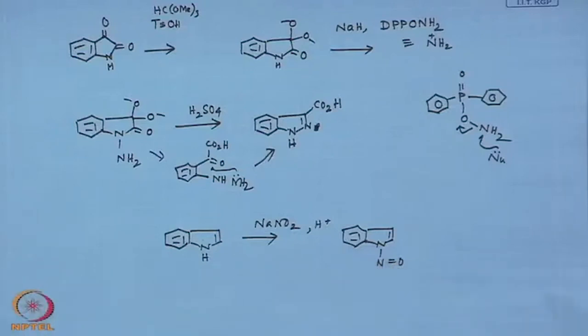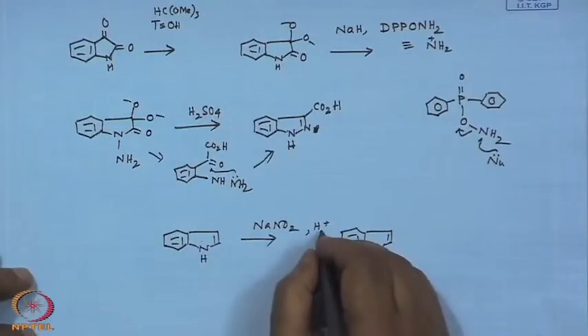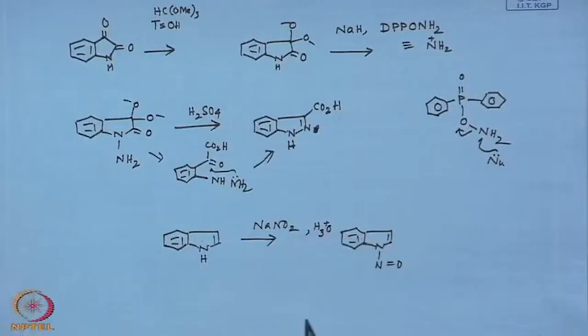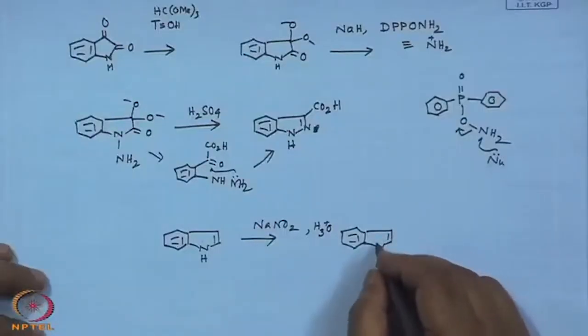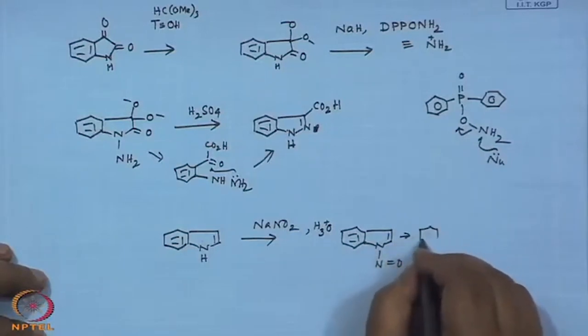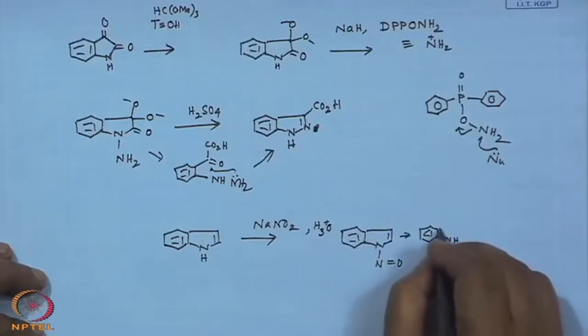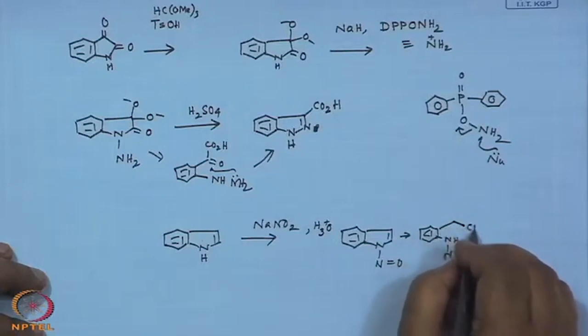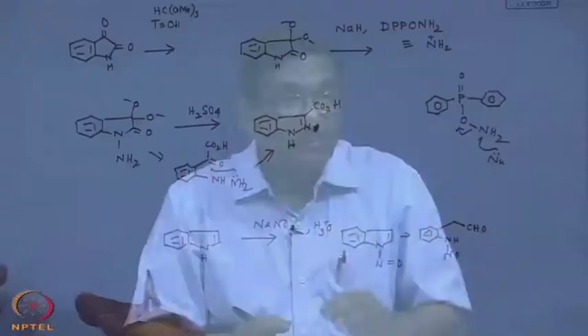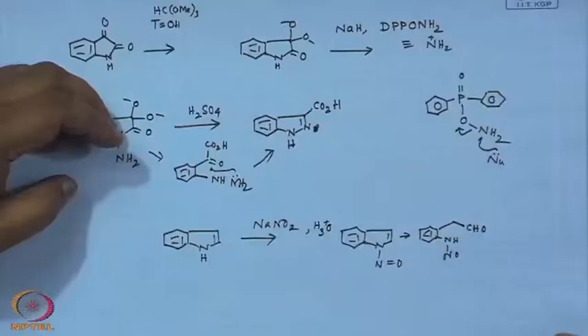And then what? I should have written here dilute acid. So that means you have water in it. Indole means basically enamine, right? If you hydrolyze, what you are expected to get is NH here, NO, and in this case, what will you be getting here? Aldehyde. Enamine means hydrolysis would give you the corresponding secondary amine and the aldehyde or ketone. Now, you can guess.